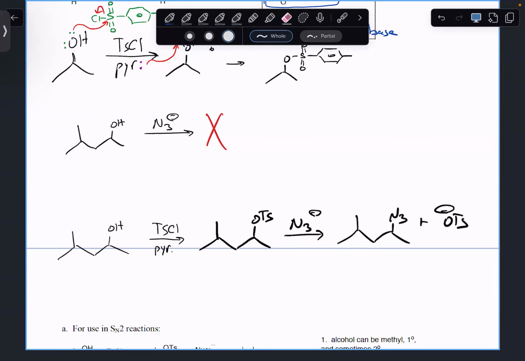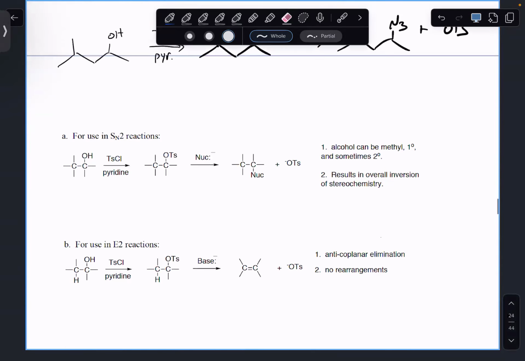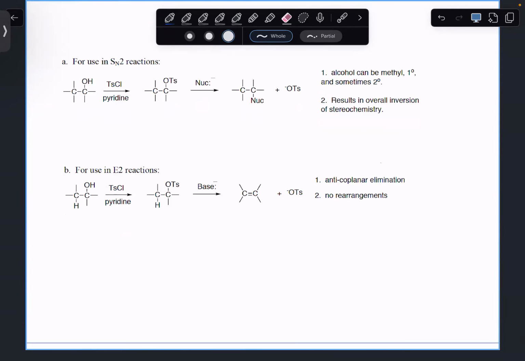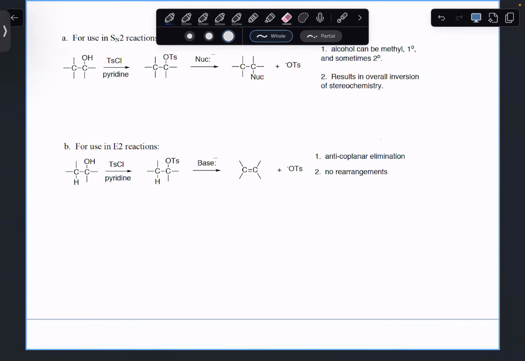All right. Tosylates can also be quite useful in elimination. So let's look at... remember, we can do dehydration reactions. I could eliminate this OH in acid and heat. Now, could you predict the product of this dehydration reaction?